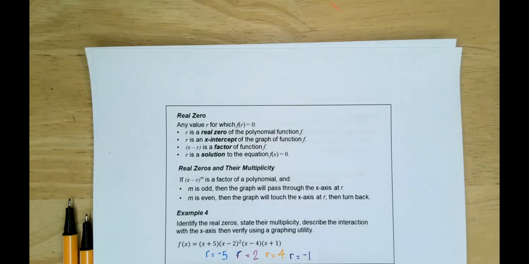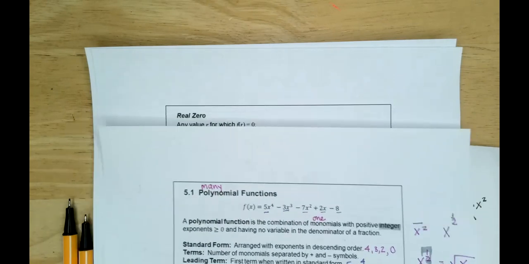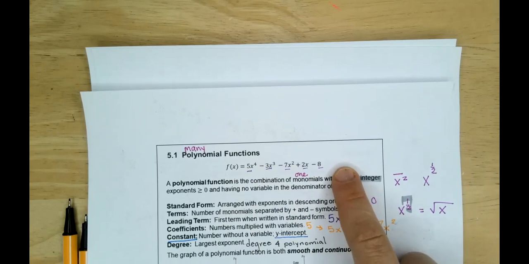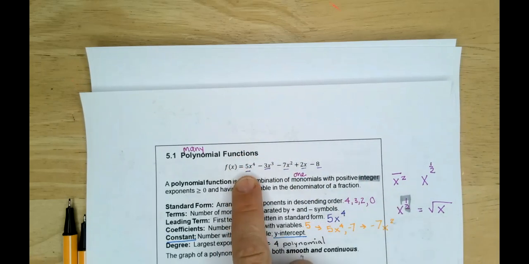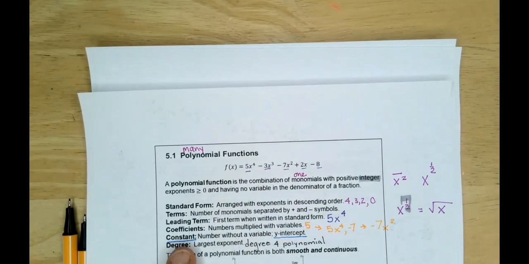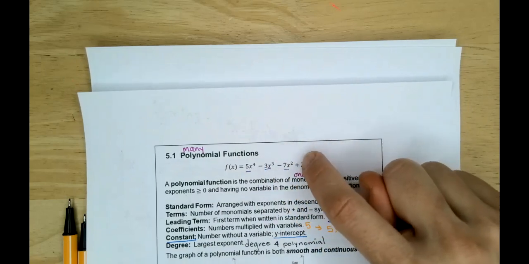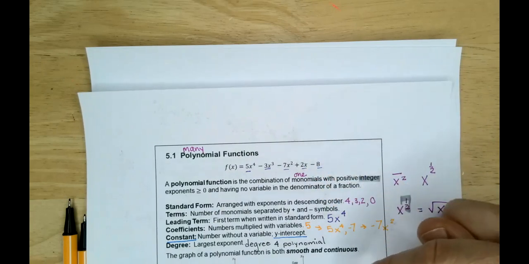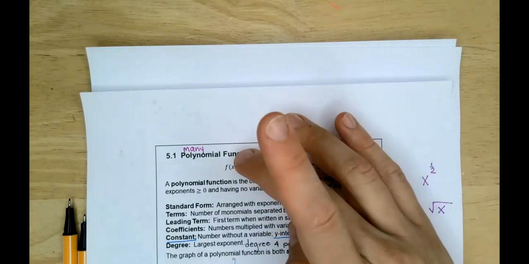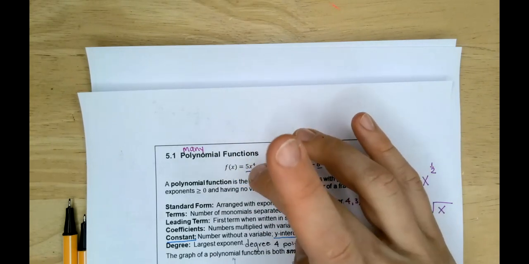Okay. Let's review what we have already learned about polynomials. The exponents are going to be in descending order if it's standard form. Each item separated by a plus or a minus is a term. The leading term in standard form will have the greatest exponent of the variable. Your coefficients are the numbers in front of the variable, the 5, the -3, the -7, the 2. The constant is the number without any variables. It's also the y-intercept. And then degree is the largest exponent of that polynomial. So if you've put them in order, your leading term is going to have your degree. So this is a degree 4 polynomial.